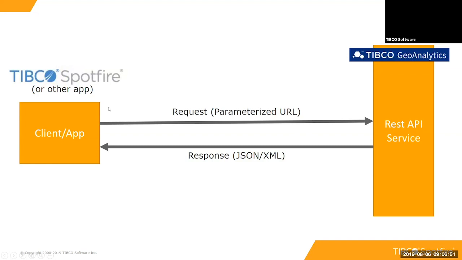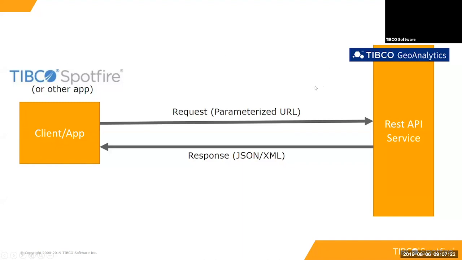So from Spotfire or any other application, you can generate a request, and that request is going to have different options that you can consider, like your menu of food items, and you select which things you want off the menu. You bundle that all up into a URL, and you send it to an API service. The Geo Analytics Builder is going to send it back as either a JSON or XML format, and then we're going to consume that in Spotfire.